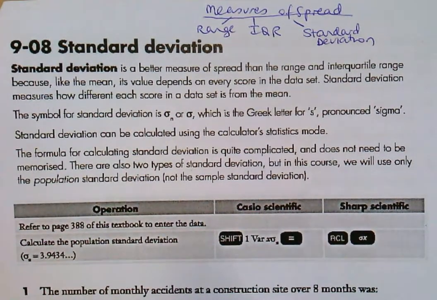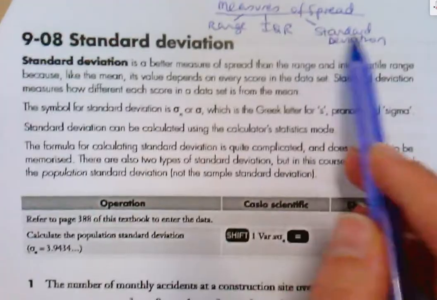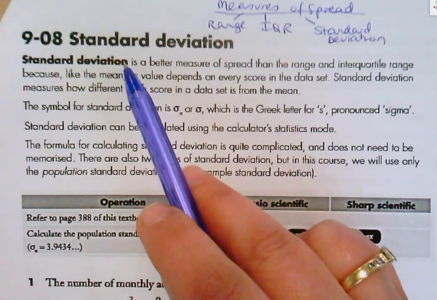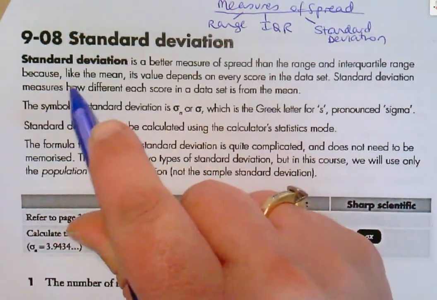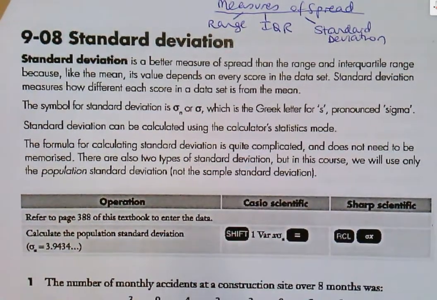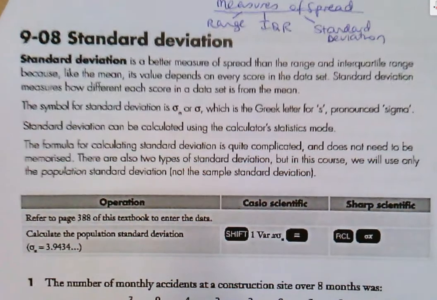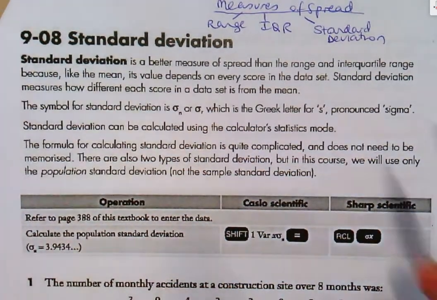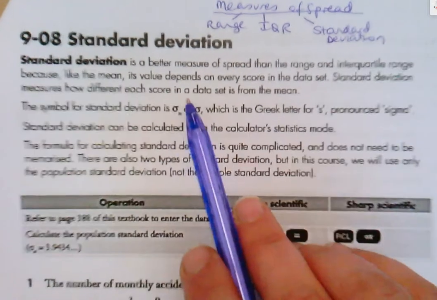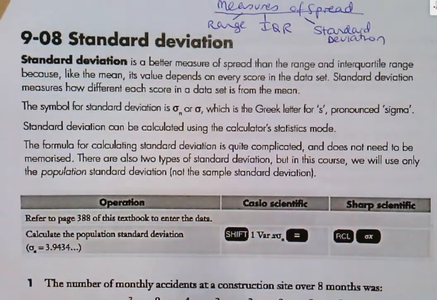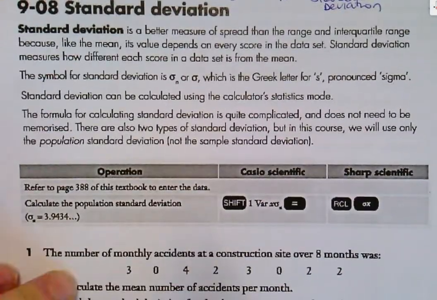You will enter the scores on your calculator. Standard deviation is the best measure. So the standard deviation is a better measure of spread than the range and interquartile range because, like the mean, every single score in the data set is taken into account and affects the standard deviation. Standard deviation measures how different each score in a data set is from the mean. That's what it does.